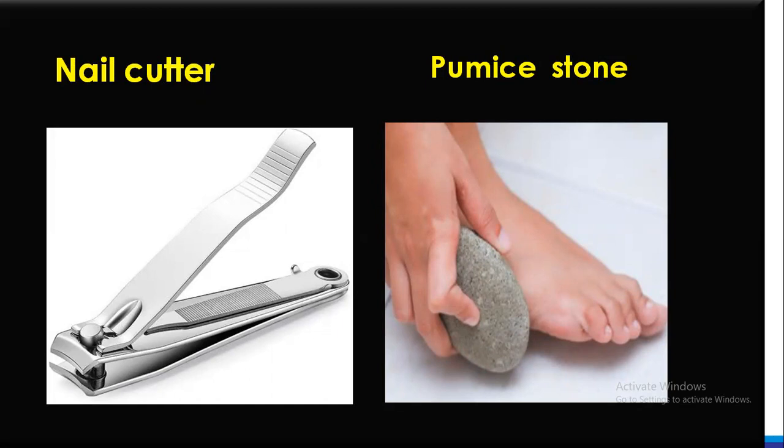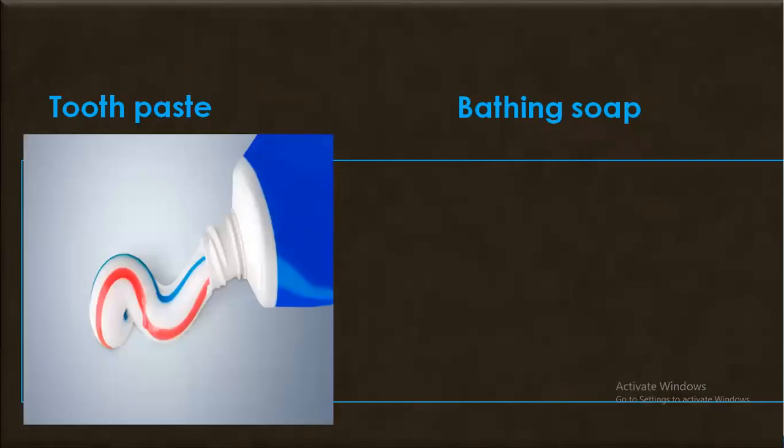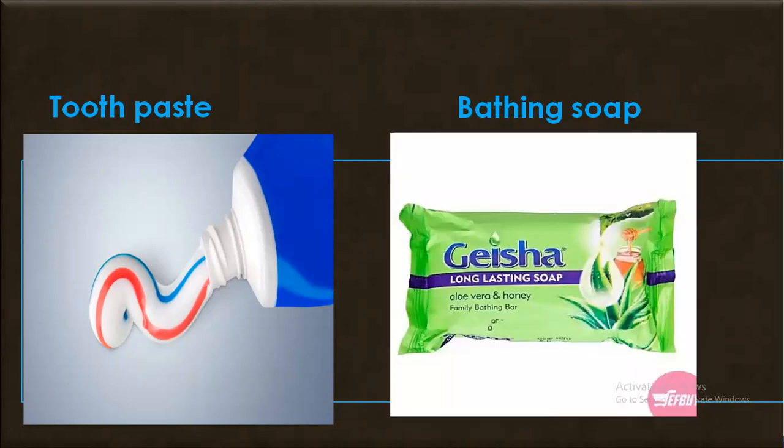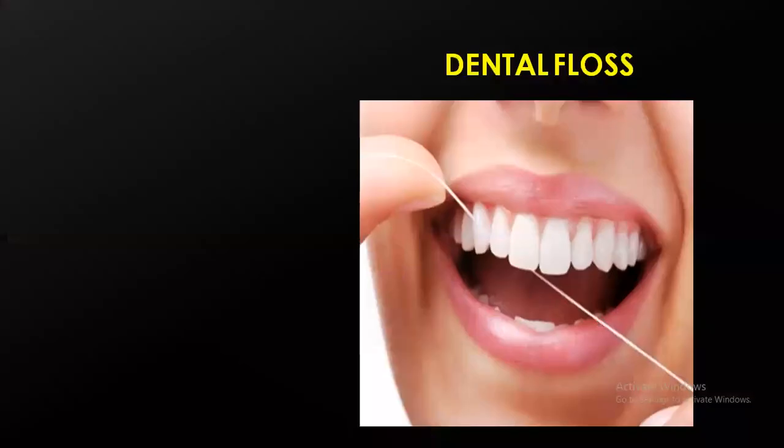Okay, but there are other things like toothpaste. This one is in different types. We have Colgate, we have ABC, then we have Sensodyne, depending on your preference. We also have bathing soap. Here I've chosen Geisha, but we have quite a number of brands of bathing soap. You choose the one that you're mostly interested in. We also have a dental floss.